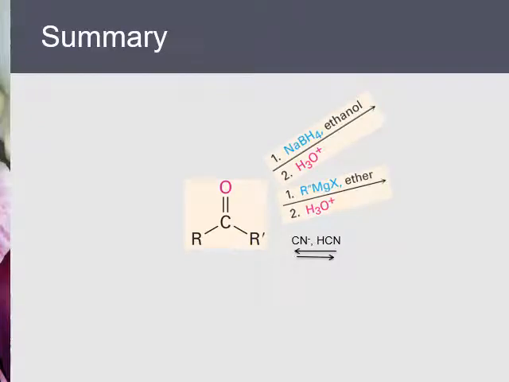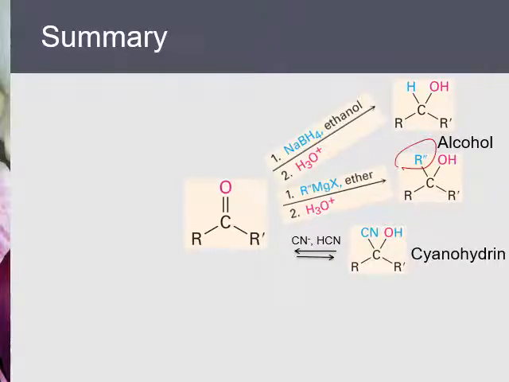Let's go over the reactions involving ketones and aldehydes we learned in this chapter. The major reactions are nucleophilic addition reactions. The nucleophiles may be strong negatively charged nucleophiles, and the mechanism has 2 steps: nucleophilic addition followed by protonation. These nucleophiles include sodium borohydride. The product is an alcohol. Grignard reagent. The product is an alcohol with an alkyl group added to the carbon. Cyanide. The product is a cyanohydrin.